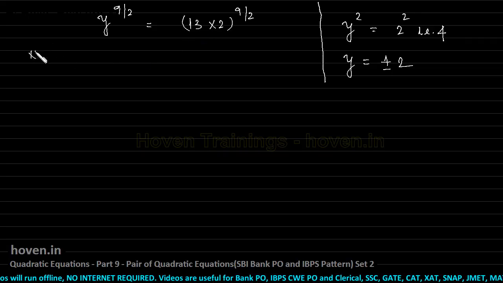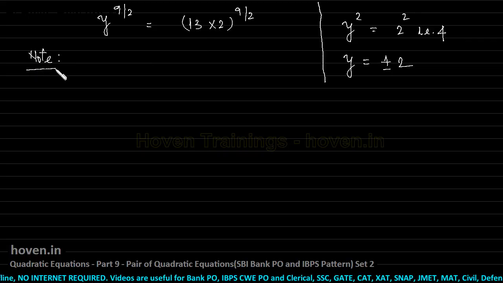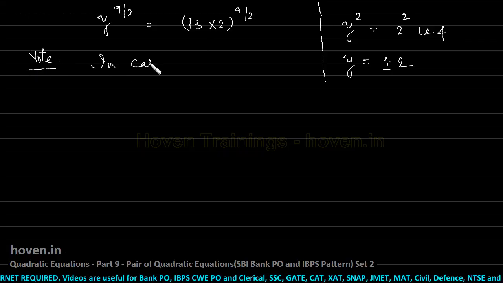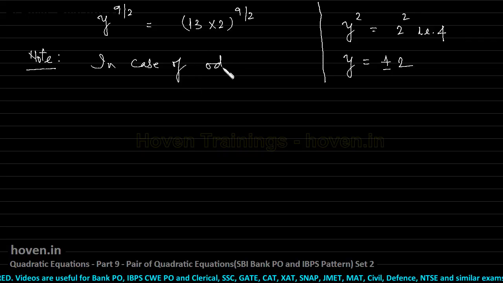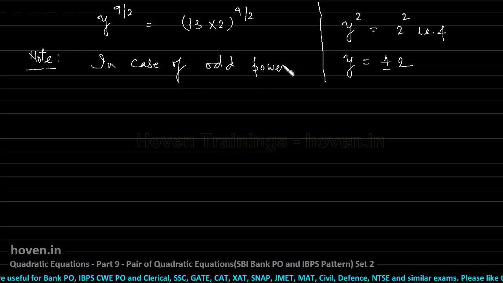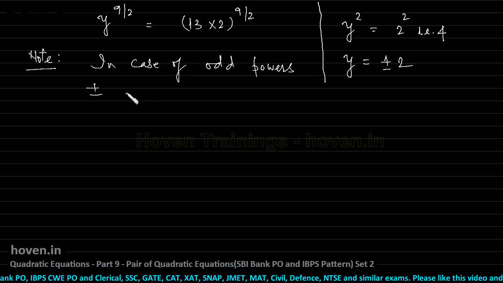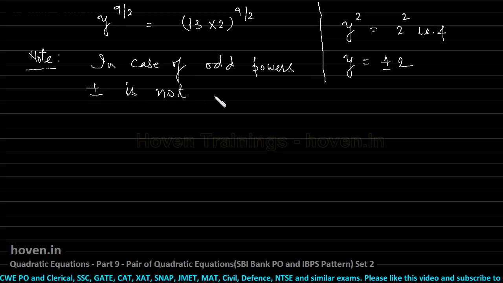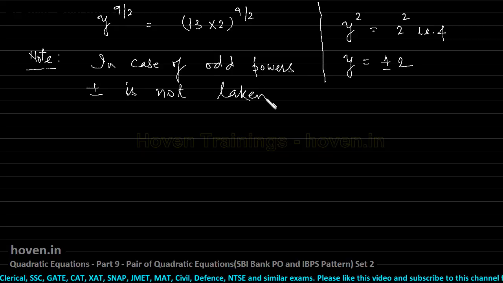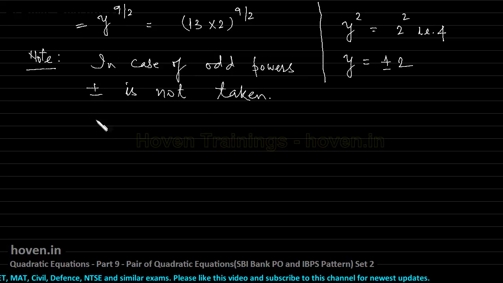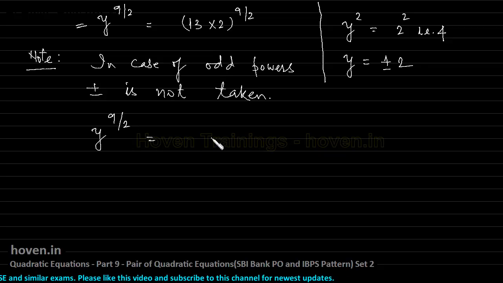So you should note down, in case of odd powers, plus minus is not taken. This is an important rule that you should follow throughout the algebra. Now take it. Here I'll say I have y raised to the power 9 by 2 equal to 13 into 2 raised to the power 9 by 2.